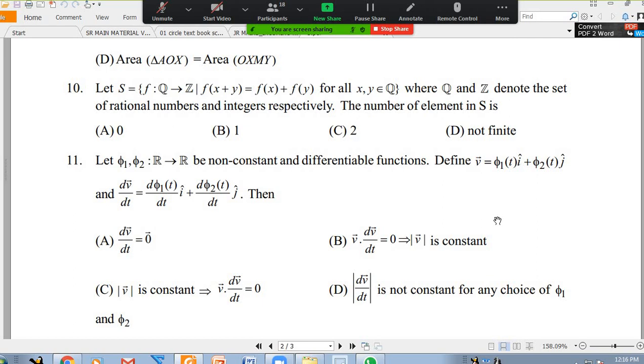Okay. 40th question. Let f be a function from Q to Z. Q is the set of rational numbers. Z is the set of integers. Rational numbers to integers. f of x plus y is equal to f of x plus f of y for all x, y. The number of elements. Normally, f of x plus y is equal to f of x plus f of y means then f of x must be only kx.